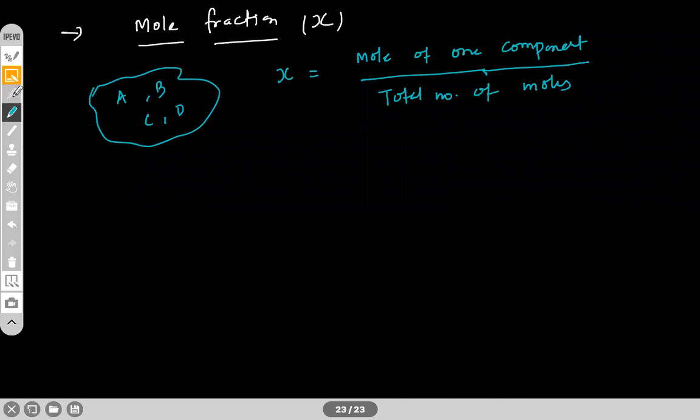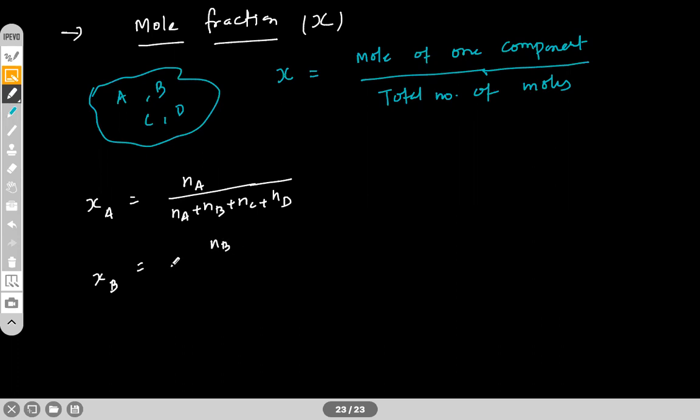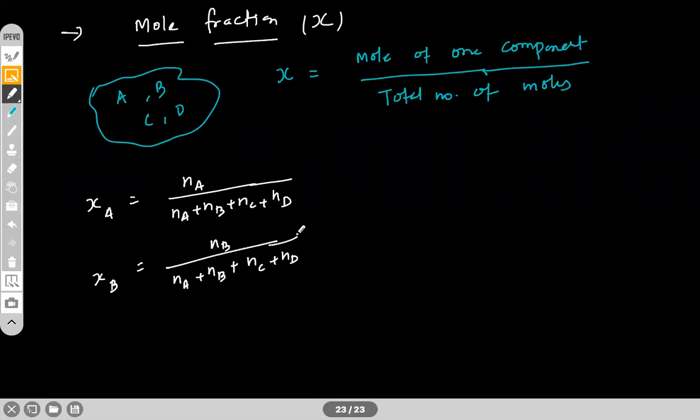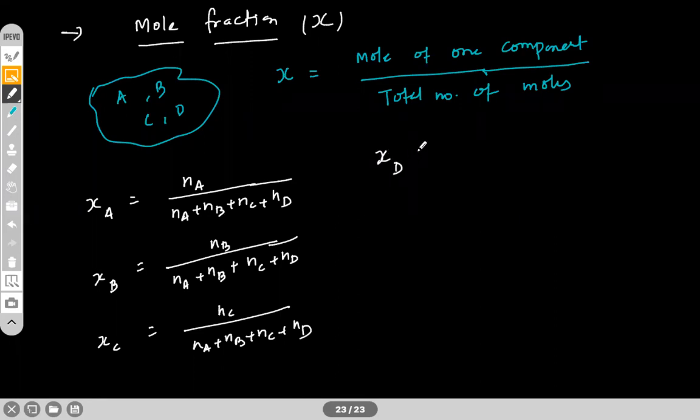Suppose you have to define the mole fraction of A. So XA equals number of moles of A divided by the number of moles of A plus B plus C plus D. Similarly, mole fraction of B is NB, number of moles of B, divided by number of moles of A plus B plus C plus D. Mole fraction of C is number of moles of C divided by A plus B plus C plus D. And mole fraction of D is equal to number of moles of D divided by Na plus Nb plus Nc plus Nd, right?